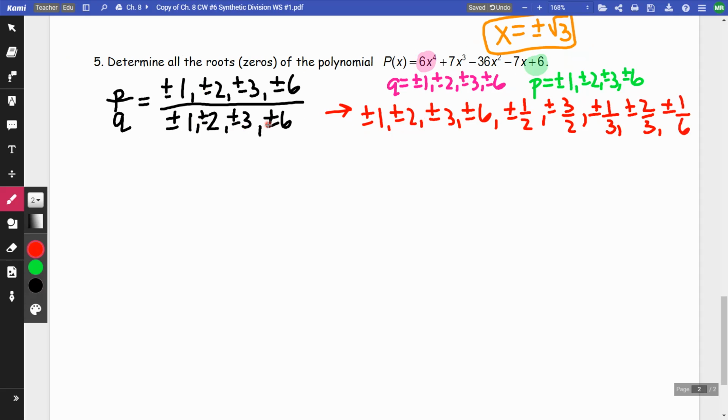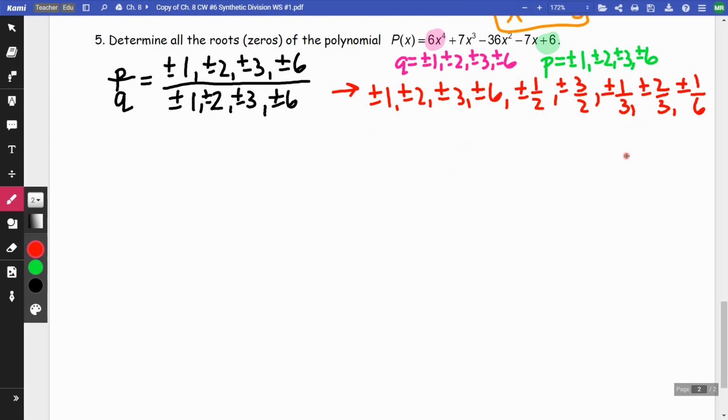2 over 6 is really a 1/3, which I already have. 3 over 6 is a 1/2, which I already have. And 6 over 6 is a 1. So I've got 1, 2, 3, 4, 5, 6, 7, 8, 9, plus the negatives, so 18 to try, which seems like a lot, but it's not a lot compared to an infinite amount that I could try if I did not list these out.